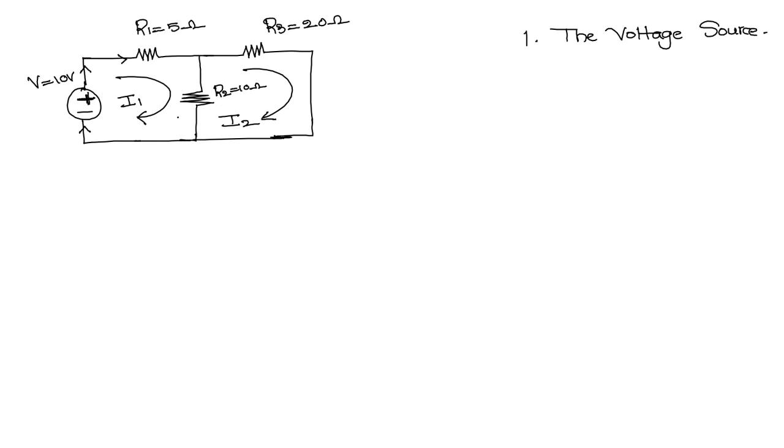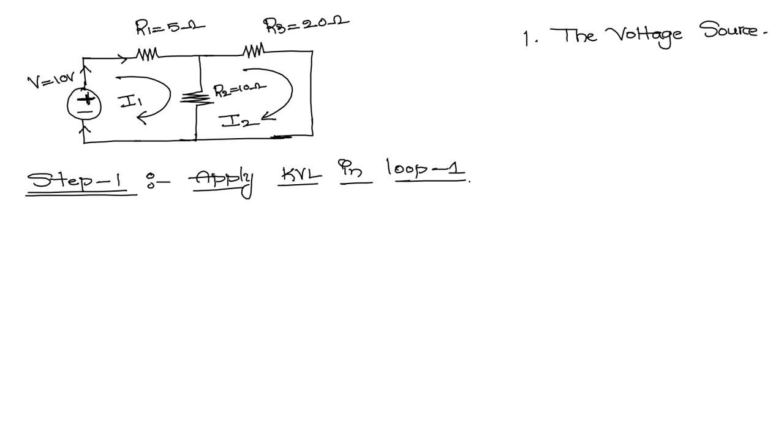Now see here, the currents flowing in loop number 1 and loop number 2 are in the clockwise direction. Clear? After identifying the direction of current, what is the next step? Step number 1 is to apply KVL in loop 1 first. So first I am applying KVL in loop number 1.